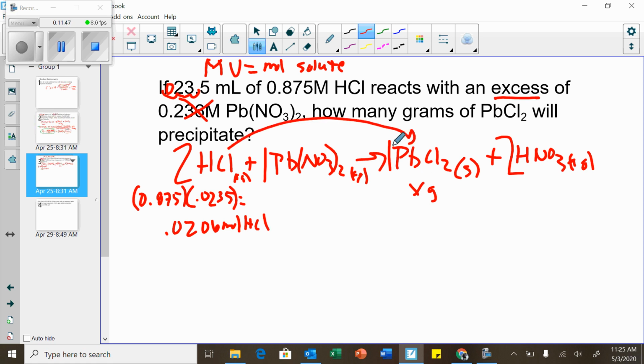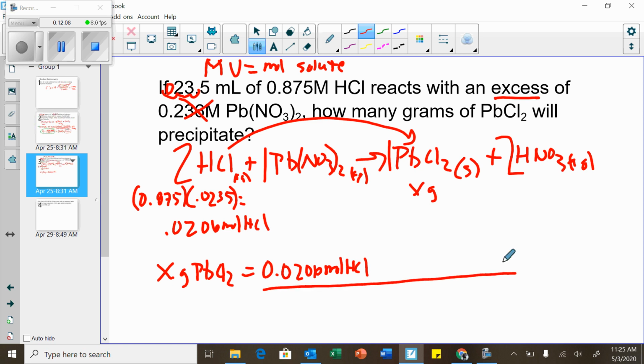this guy. We're just going to stoich it over here. Very straightforward, you guys. How many grams of PbCl2 can we make from 0.0206 moles of HCl? Wow, this is going to be so fast. My molar ratio is for every 2 moles of HCl, there's 1 mole of PbCl2 according to my balanced equation, right? There's my 2 and there's my 1.